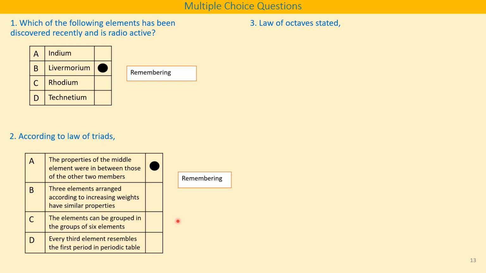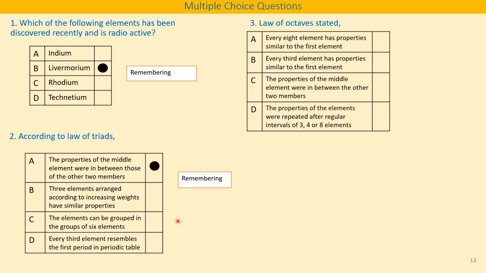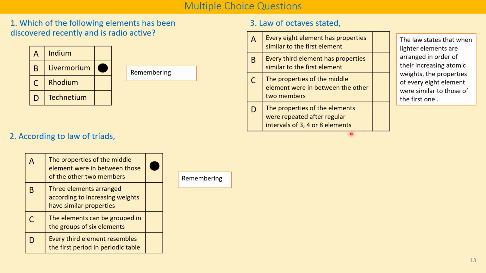Next question. Law of octaves stated. So 4 options are given, and you have to mark the correct answer. Option A, every 8th element has properties similar to the first element. Option B, every third element has properties similar to the first element. Option C, the properties of middle element were in between the properties of the other 2 members. Option D, the properties of elements were repeated after regular intervals of 3, 4 or 18 elements. So you have to remember the law of octaves and mark your answer. Please pause the video and mark the correct answer, and I will give the correct answer.